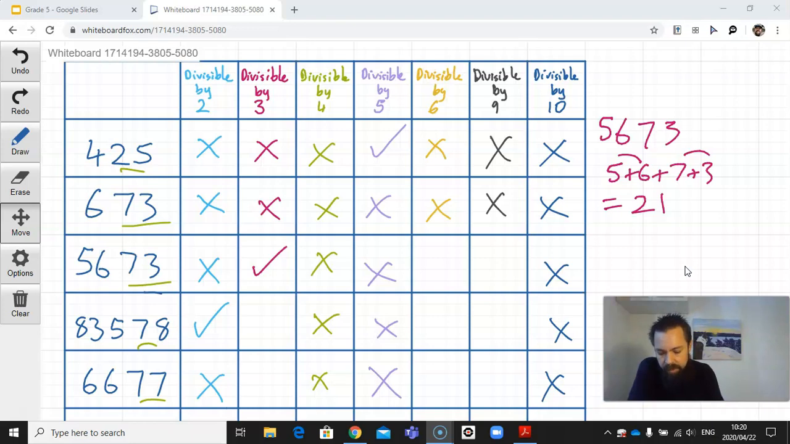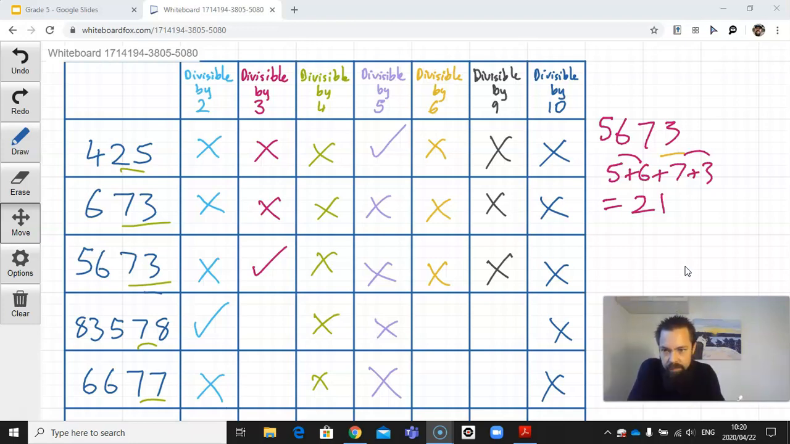Let's look at the original number because we know it's already divisible by 3. Let's check. Well, it's not even because it doesn't end on a 0, 2, 4, 6, or 8. So it's not divisible by 6. Let's check for 9. 9, 18, 27, not in the 9 times table, and so it's not divisible by 9.